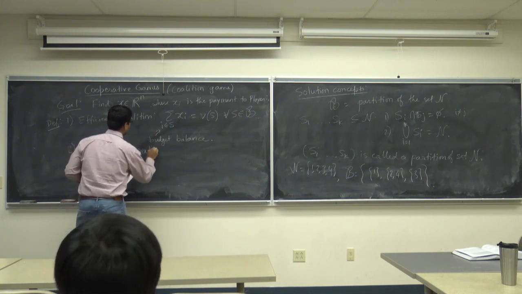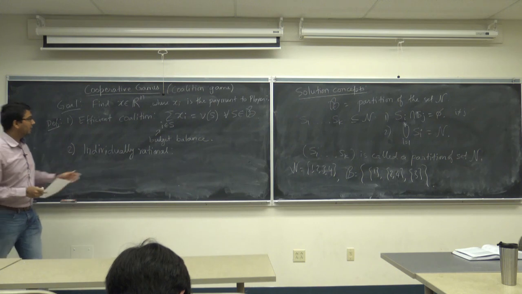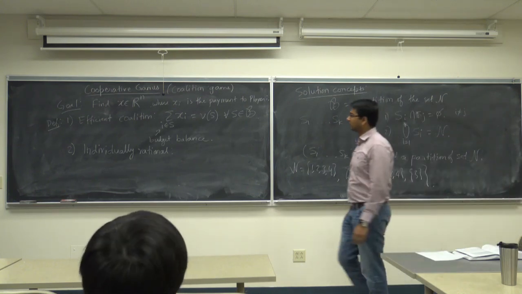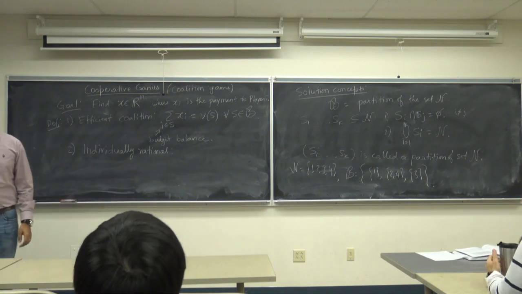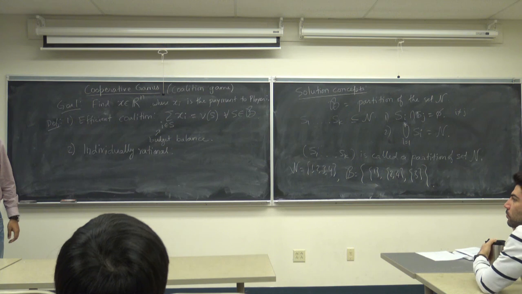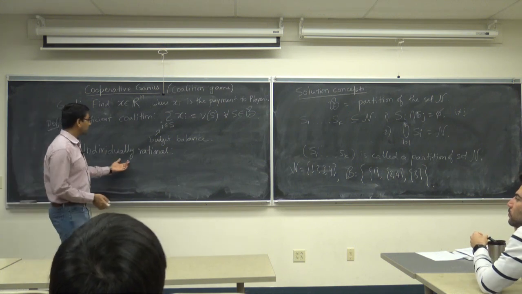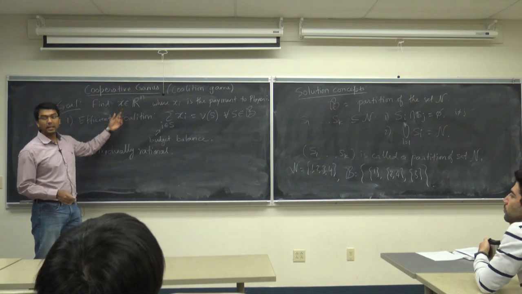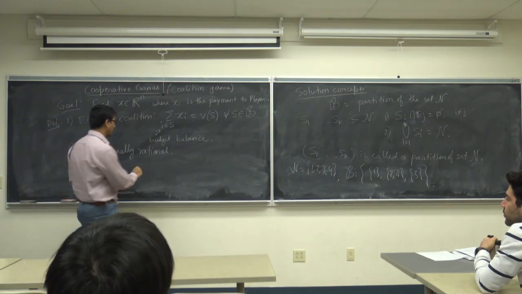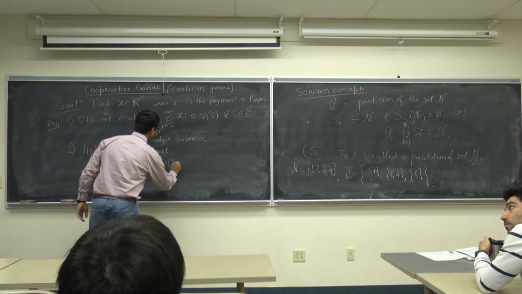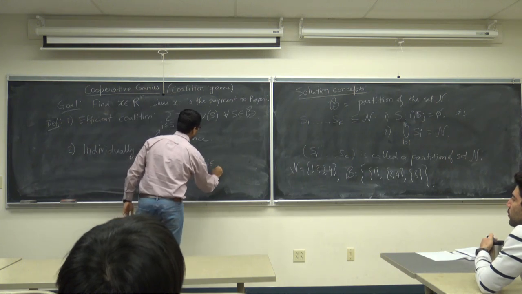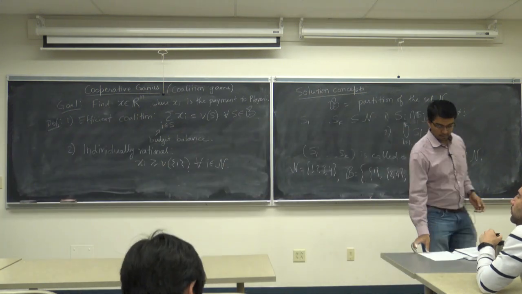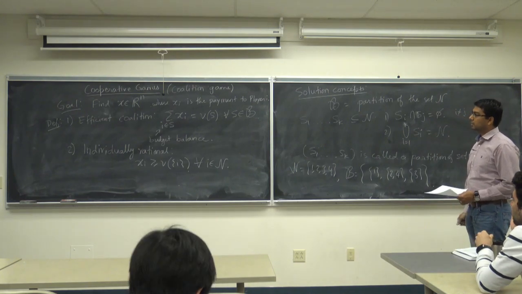Individually rational. So what do you think individual rationality should say? There is some money that I can earn on my own, that's my V of i. What would a rational player do in this particular case? When will he accept a payment x_i? So we want x_i to be greater than or equal to V of i for all i in N. So these are two properties that the payment should satisfy.